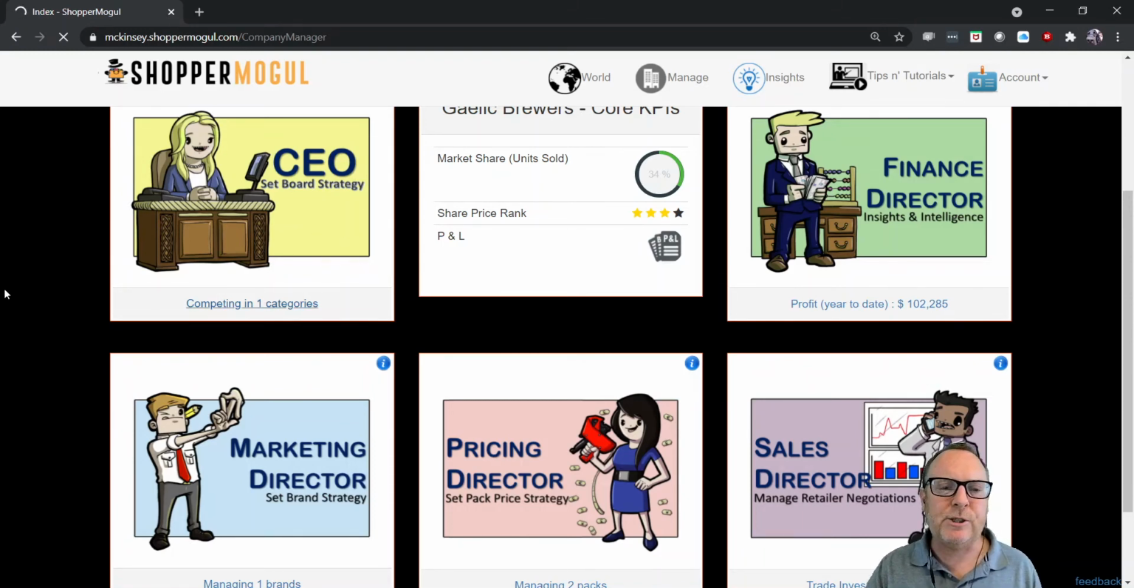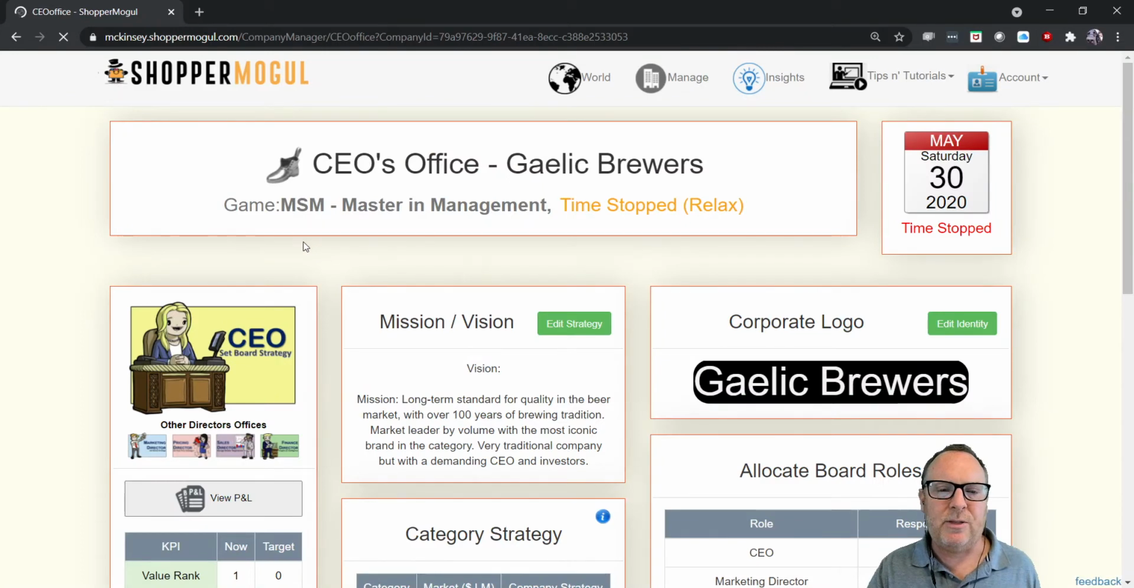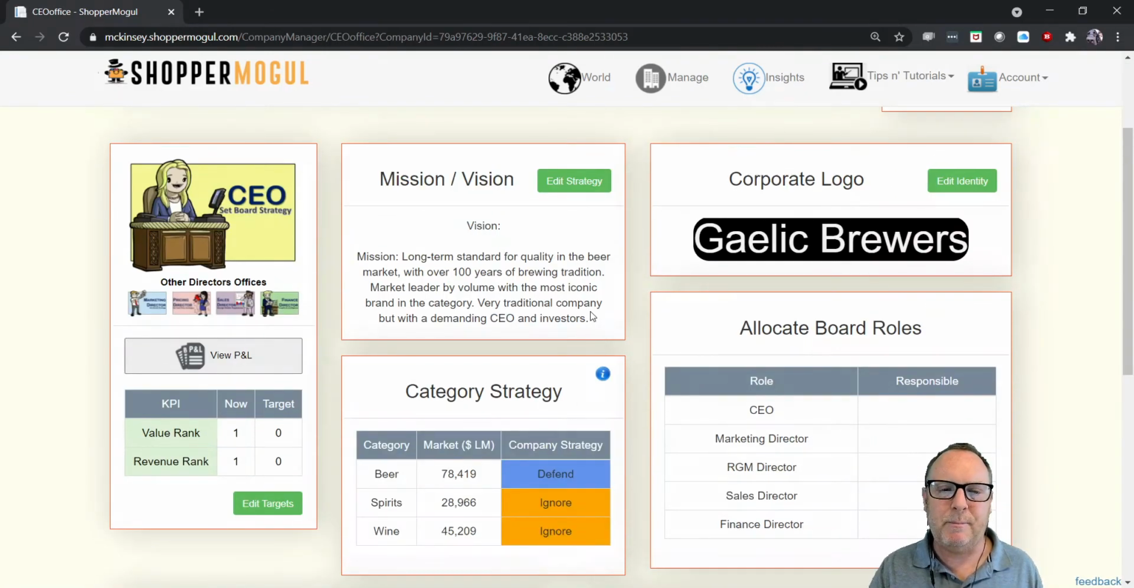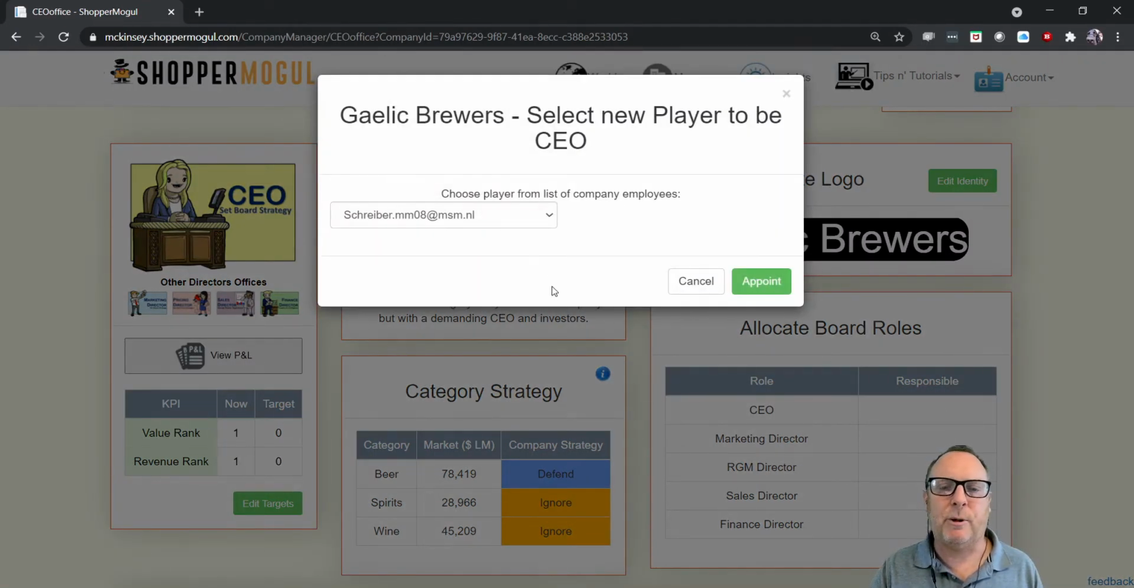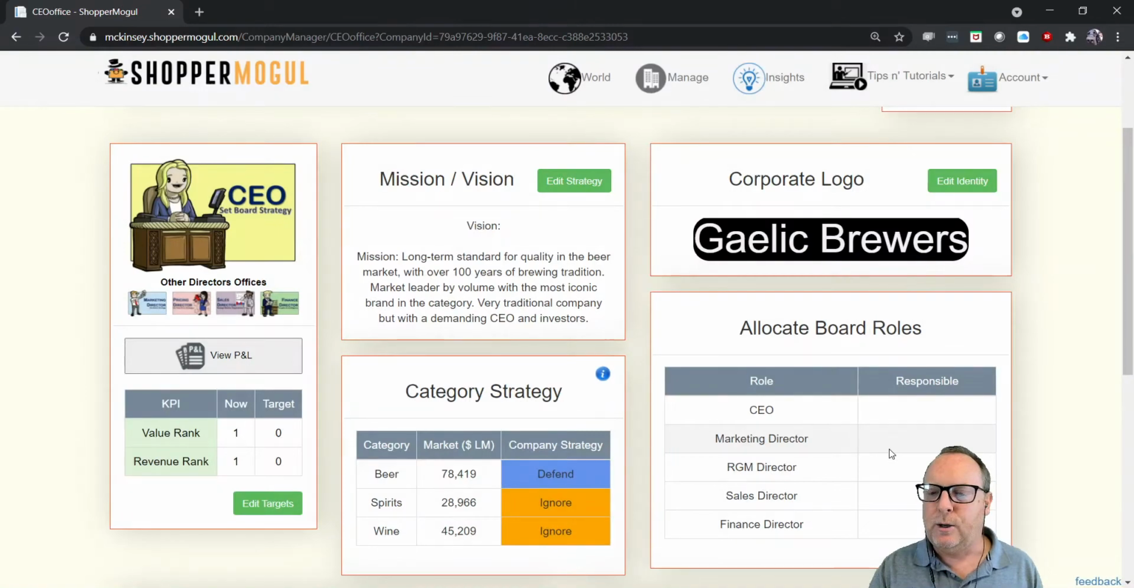So if we first of all go into the CEO's office, when you first come together as a team, do take a bit of time to discuss what roles each of you actually want to play. If you're going to be the team's CEO, then it's your job to set what the company's overall strategy is. It's your job to decide which categories you're going to play in, and it's your job to allocate roles to everybody else. So if you are responsible for Gaelic Brewers, you can go in and say, okay, who's going to be the CEO? Right, allocate yourself. Who's going to be your marketing director? Okay, allocate people to each of these roles.